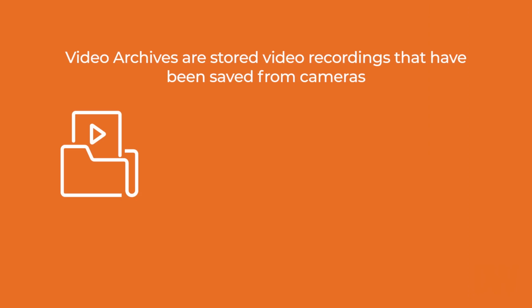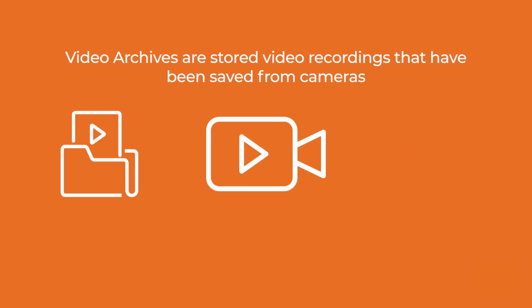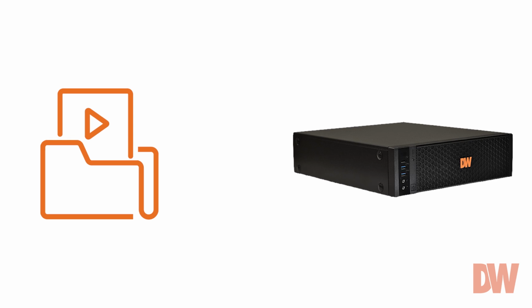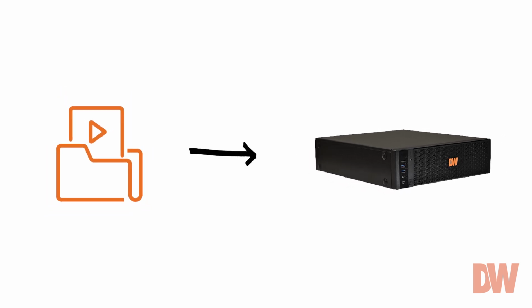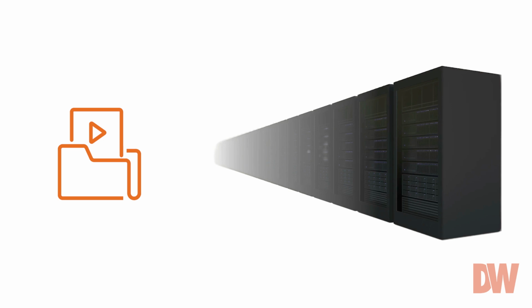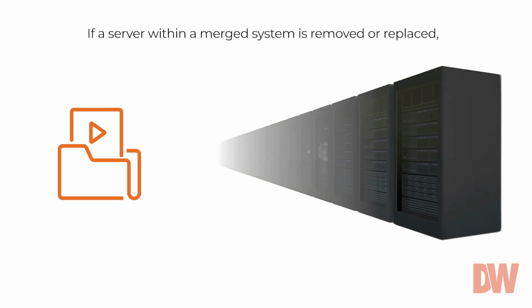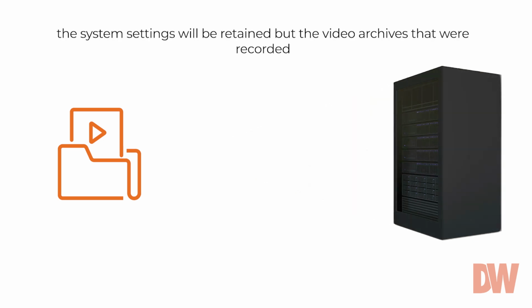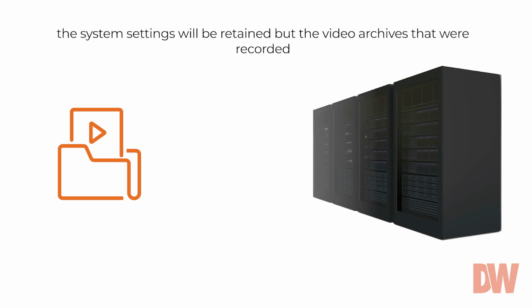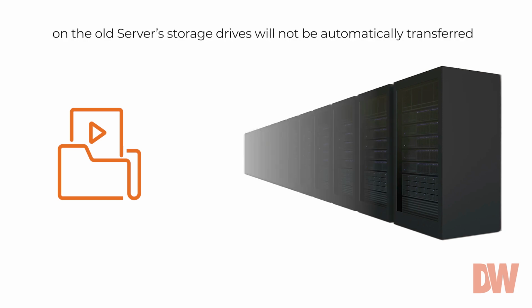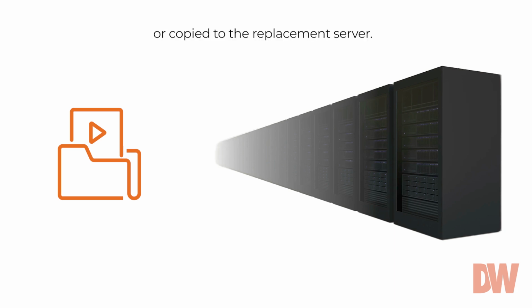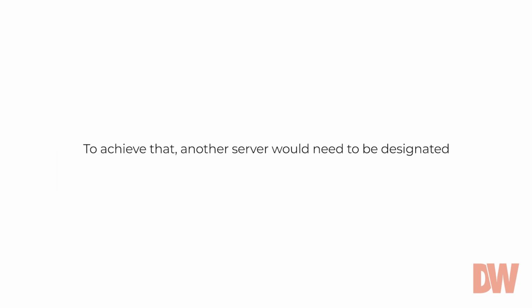Video archives are stored video recordings that have been saved from cameras. Archives are only stored locally on the server to which the camera is connected. They are not stored across all servers within a merged system. So if a server within a merged system is removed or replaced, the system settings will be retained, but the video archives that were recorded on the old server's storage drives will not be automatically transferred or copied to the replacement server. To achieve that, another server would need to be designated as a redundant storage location.